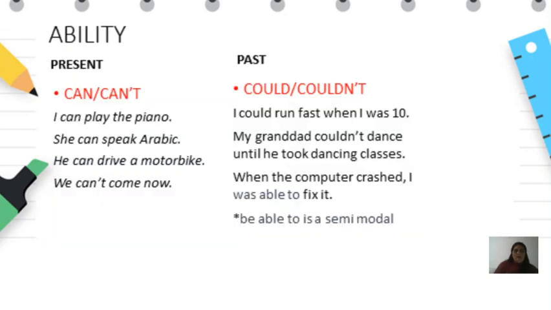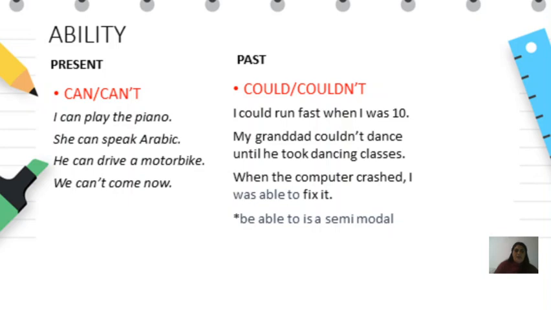The concept of ability, using the modal verb can or can't. I can play the piano. She can speak Arabic. He can drive a motorbike. We can't come now. The same concept in the past, could and couldn't. I could run fast when I was 10. My granddad couldn't dance until he took dancing classes.